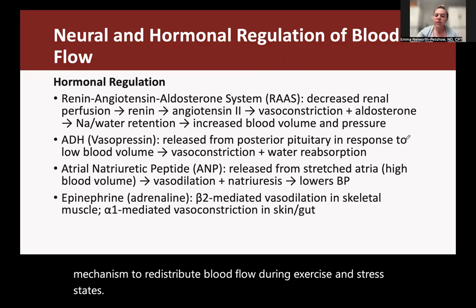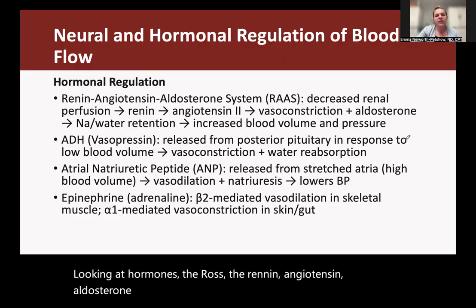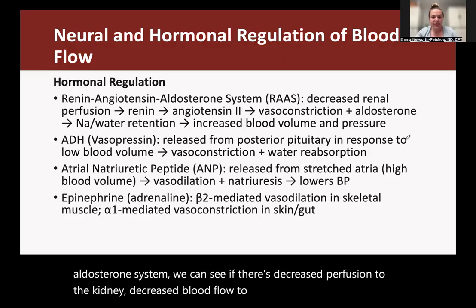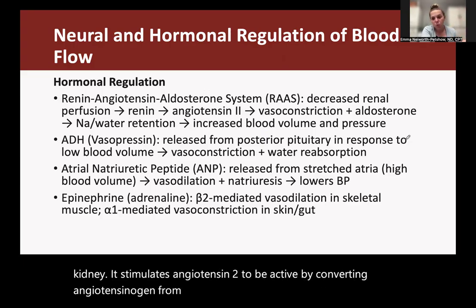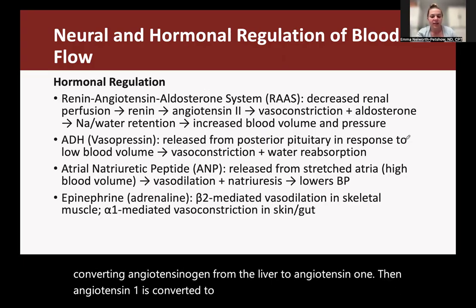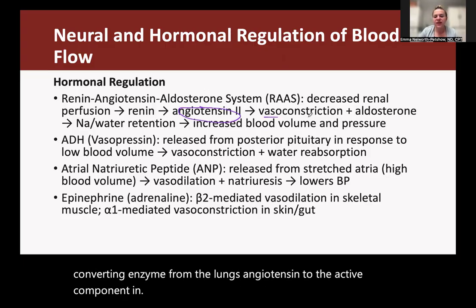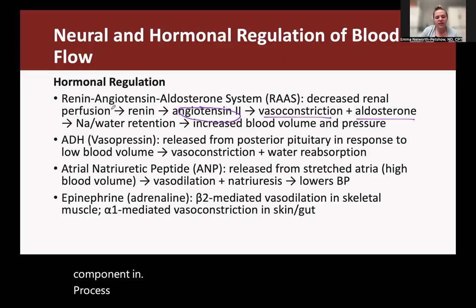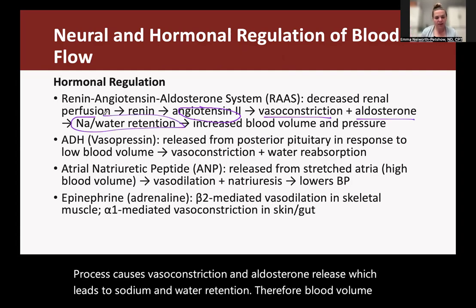Looking at hormones, the RAAS, the renin-angiotensin-aldosterone system. If there's decreased perfusion to the kidney, decreased blood flow to the kidney, renin is released from the kidney. It stimulates angiotensin 2 to be active by converting angiotensinogen from the liver to angiotensin 1. Then angiotensin 1 is converted to angiotensin 2 by angiotensin converting enzyme from the lungs. Angiotensin 2, the active component in this process, causes vasoconstriction and aldosterone release, which leads to sodium and water retention. Therefore, blood volume and pressure rise.